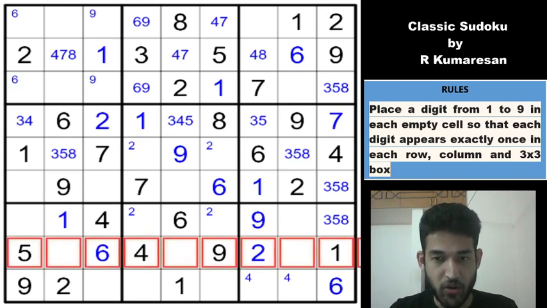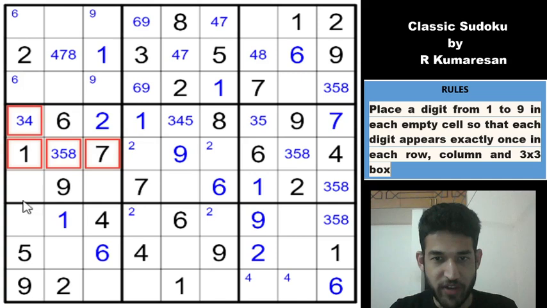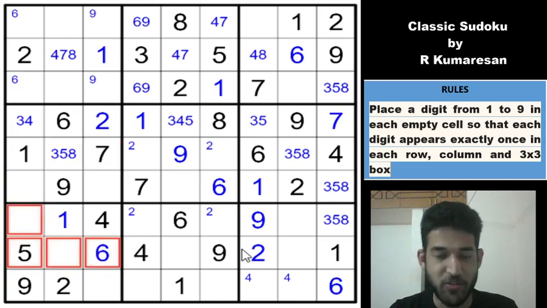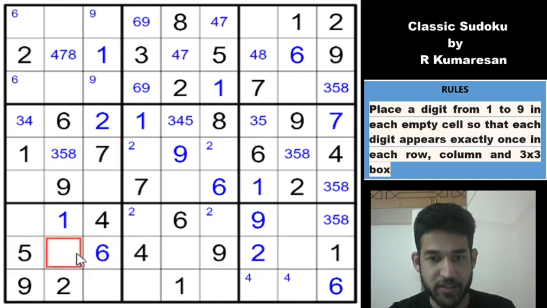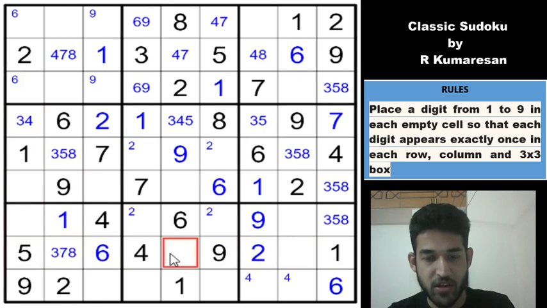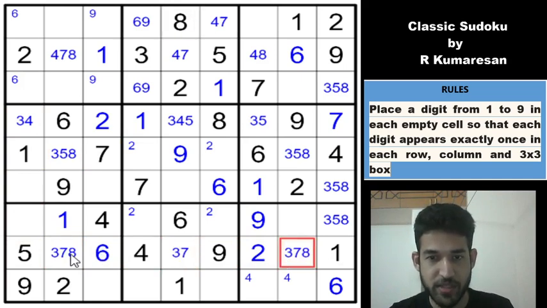So let us look at row 8 now. So row 2, row 5 and row 8. There seems to be something over there. So 1, 2, 4, 9, 5, 6. So which means that 3, 7, 8, 3, 7 and 3, 7, 8 because 8 can't be here. So this would be 3, 7 and 8.